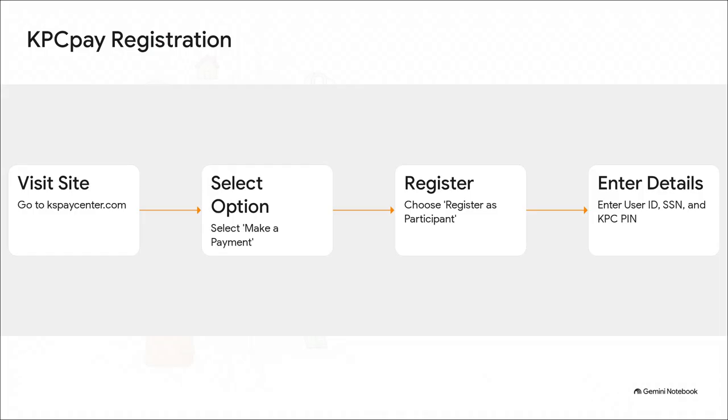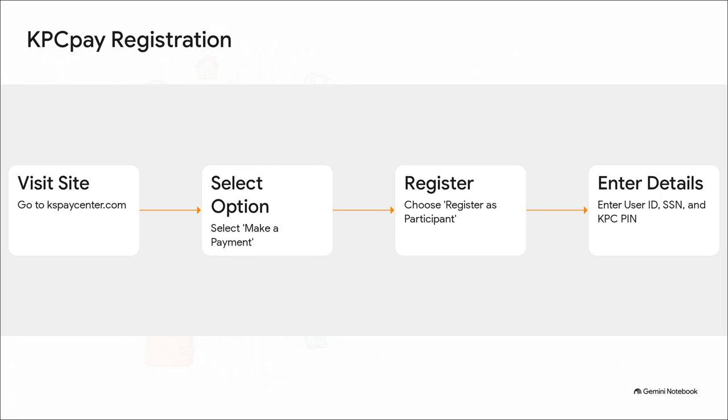Okay, part 3, setting up your account. Let's see how all this builds into some highly actionable steps for setting up your secure online account. Grabbing the reins here is actually surprisingly simple if you have your info ready. Step 1, you just navigate over to kspcenter.com. Step 2, look on the left side of the homepage and select Make a Payment. Step 3, you're going to choose Register as Participant. And finally, Step 4, you just punch in your personal details.